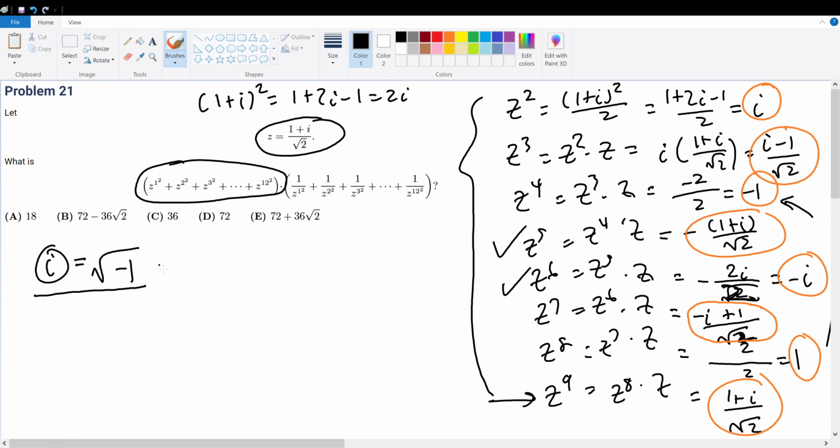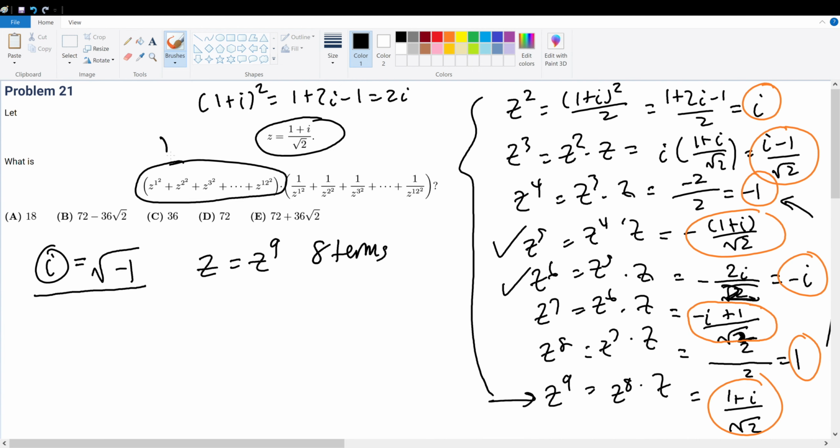When I looked at the simple formula, which is (1 plus i) over root 2, I suspected a very simple pattern, which I got at z to the 9. So z is equal to z to the 9. So we have a pattern for every 8 terms, right? Given this information, how do we solve the question?